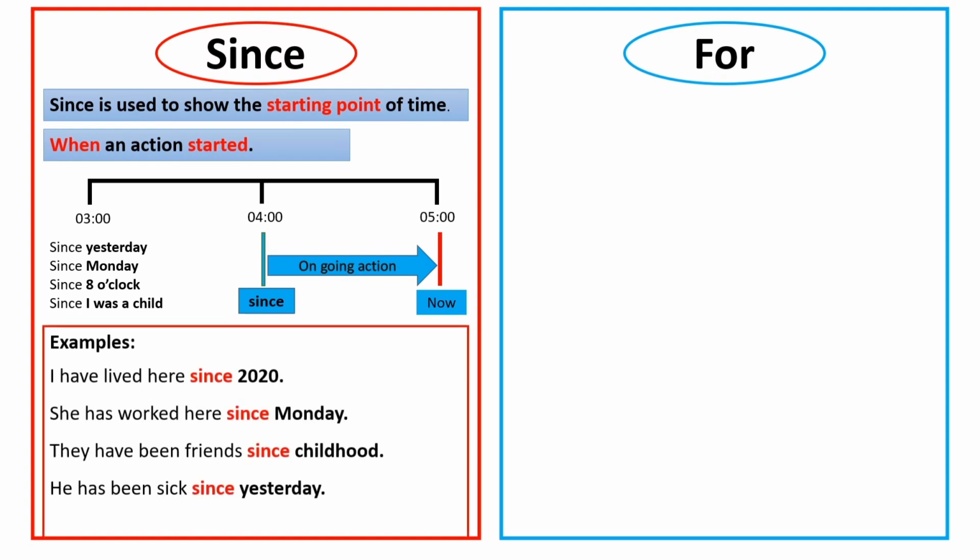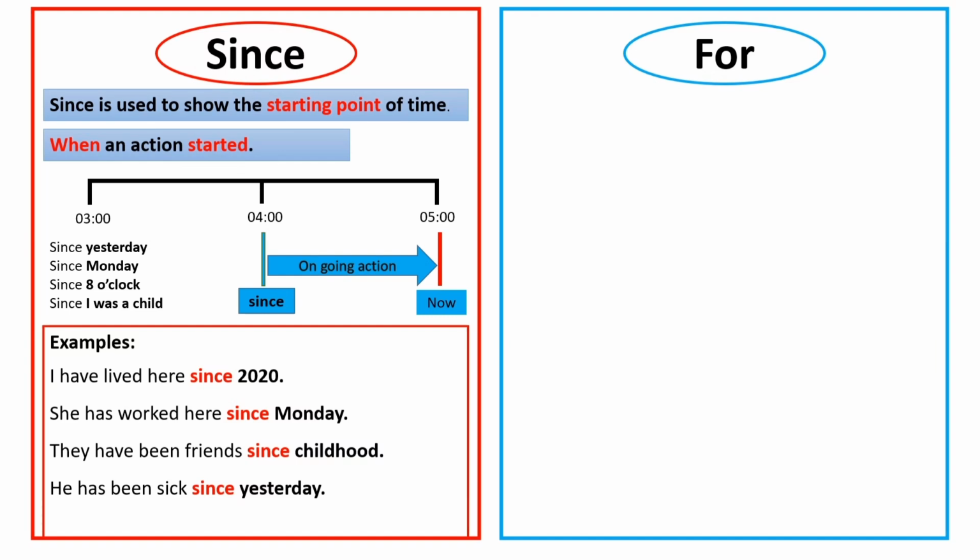More example, I have lived here since 2020. It means when I came here and lived here till now, it was 2020. She has worked here since Monday. So Monday is the day she started working here.